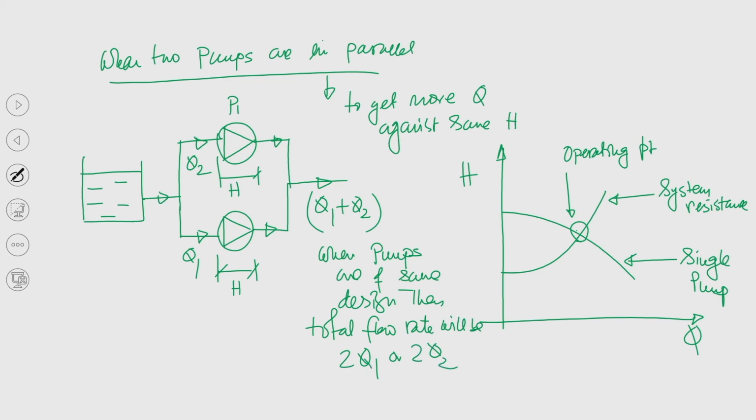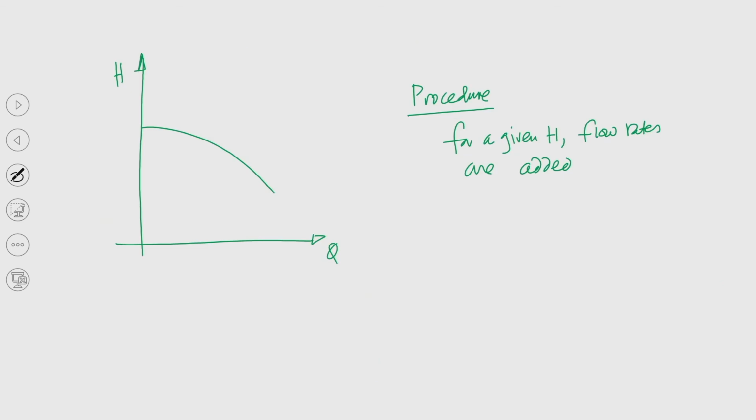Okay. So now, what is the case for a given H? The flow rates are added. So, you know this is the H. If we increase the flow rate, it will start from here because that is Q equal to 0. So if we increase Q, 0 plus 0 will remain 0. Now, this is the head; at least 3 or 4 defined points I am going to take.